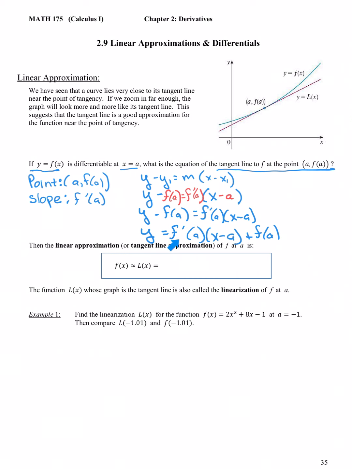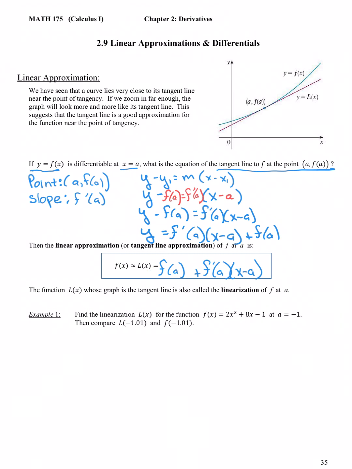It's an approximation. See this formula up here? Instead of y, we're just going to say f of x, or for linear approximation, we're going to say L of x. See this f of a here? I'm going to bring it down here. And see the rest of the equation? So truly, this is just another form of point-slope form.